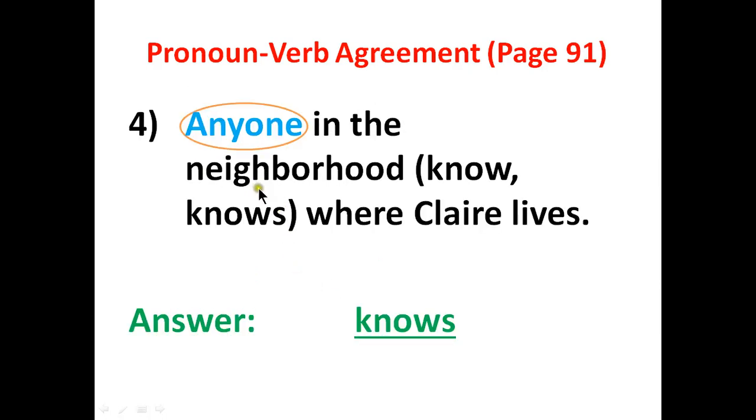Number 4. Anyone in the neighborhood knows where Clary lives. According to the question, we will circle all the indefinite pronouns in the exercise of page 91. Anyone is an indefinite pronoun, so I have circled it. For this singular indefinite pronoun, please choose the verb knows.